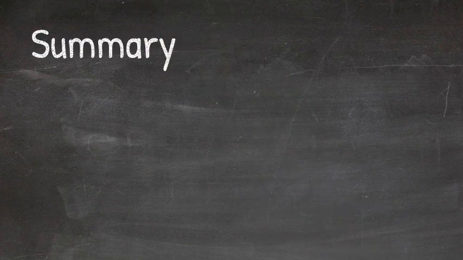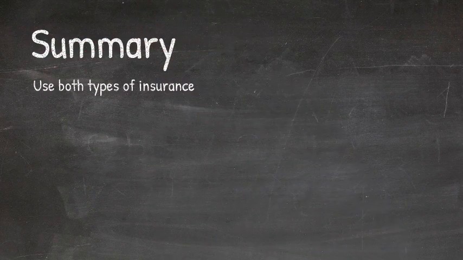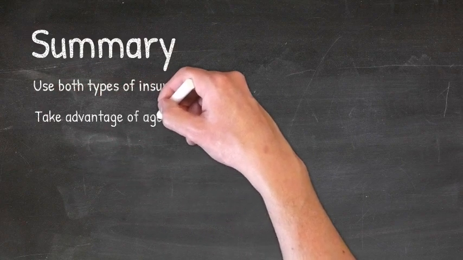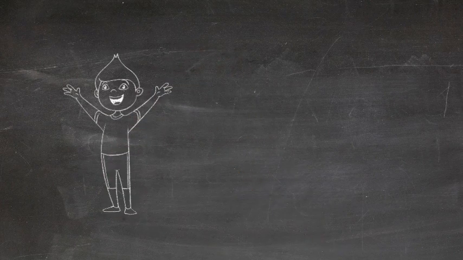So in summary, ideally you want to have both types of insurance, temporary and permanent. And also you want to set it up while you're young and healthy and take advantage of your age and health. So now you should have a better understanding of the different types of life insurance and when to have them.